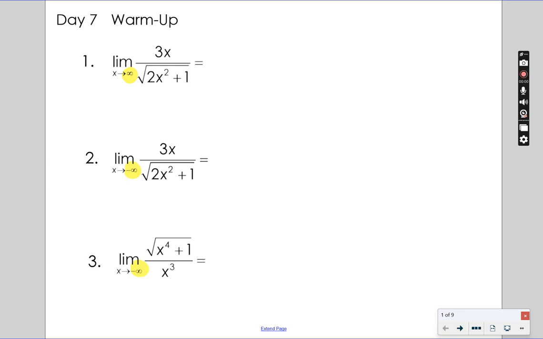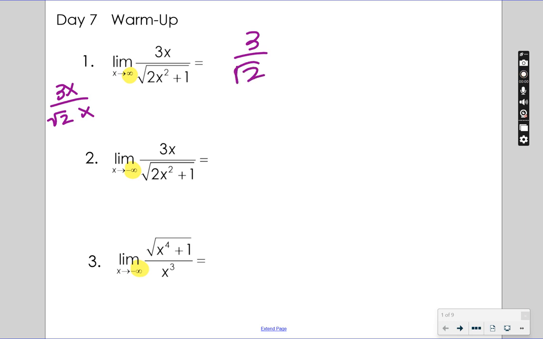Equal. Let's see. We have 3x on the top as our leading term. What do we have on the bottom? Root 2x. Yeah, because that root 2 doesn't simplify to 2. So it would be root 2x. So they are equal. So I'm going to divide the coefficients, and I get 3 over root 2.